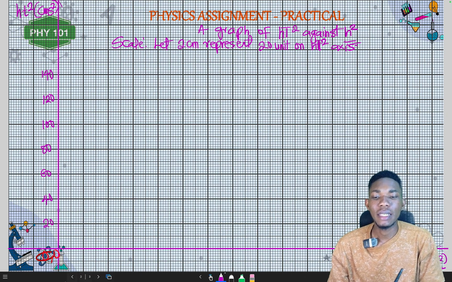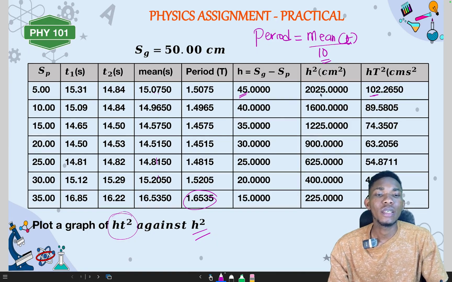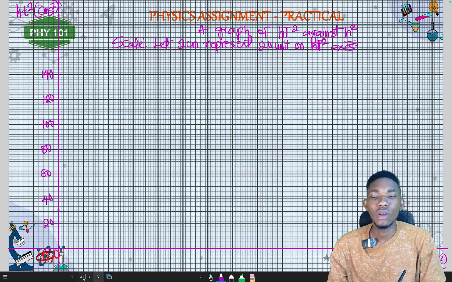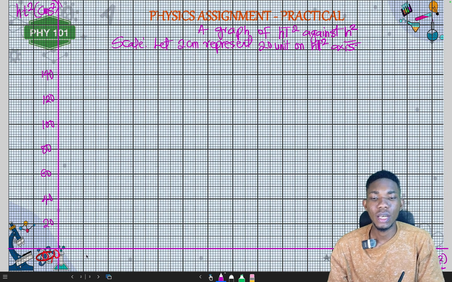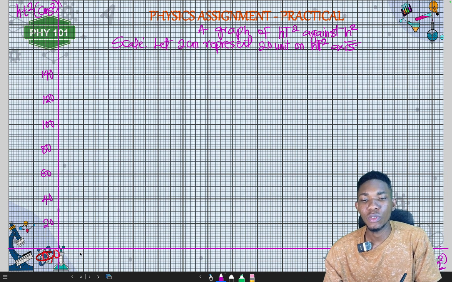Now, coming to this axis, the highest value we have here is about 2025. The lowest value is about 225. Is that okay? So we can decide to use 200. Let us use 200 and see if it will be able to accommodate.